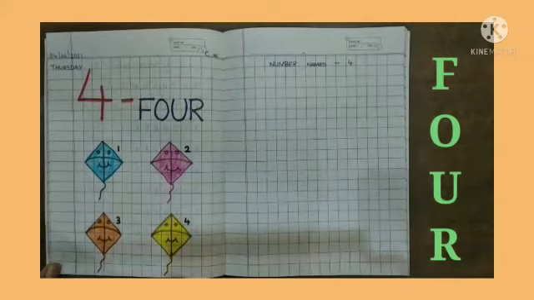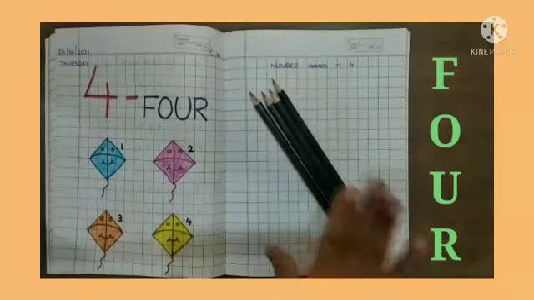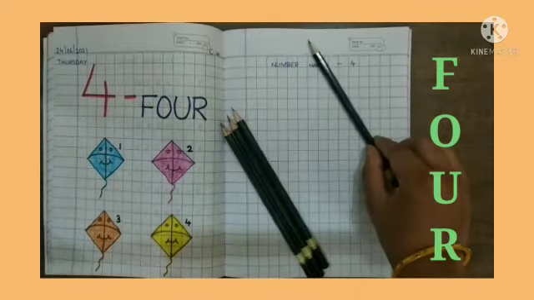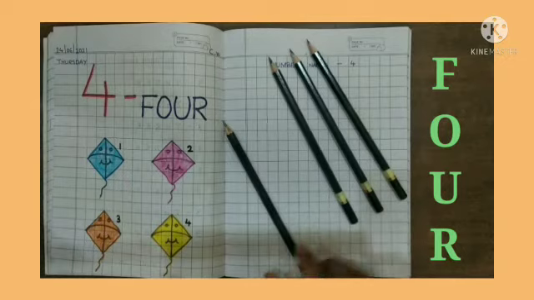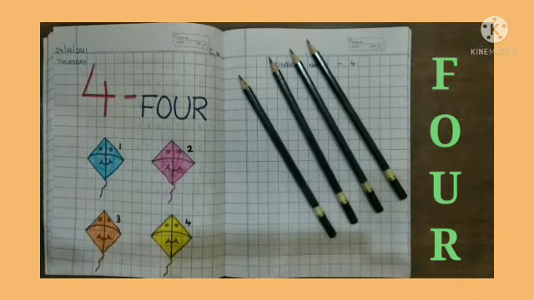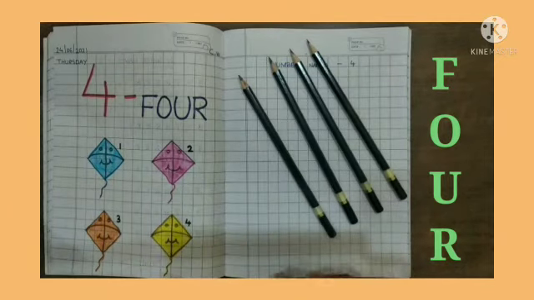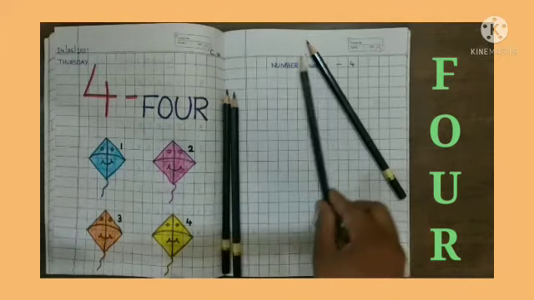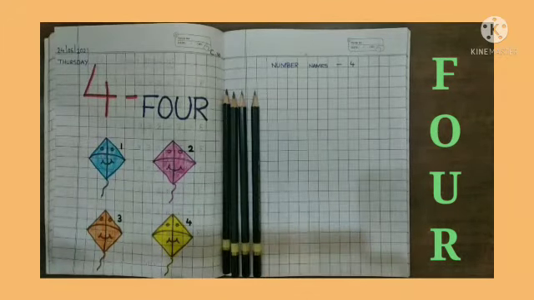Now, I will show you some examples of number 4. Now, look here, children. How many pencils are here? Count once. 1, 2, 3, 4. How many are here? 4. Okay, students, count once again. 1, 2, 3, 4. How many pencils are here?